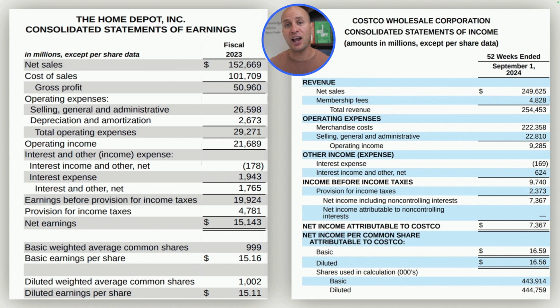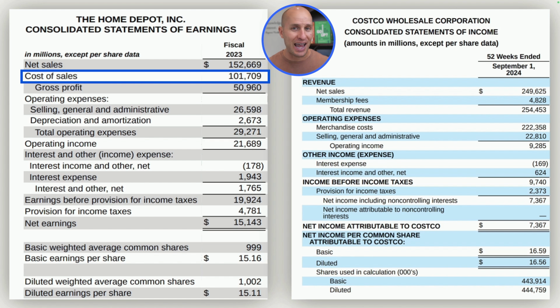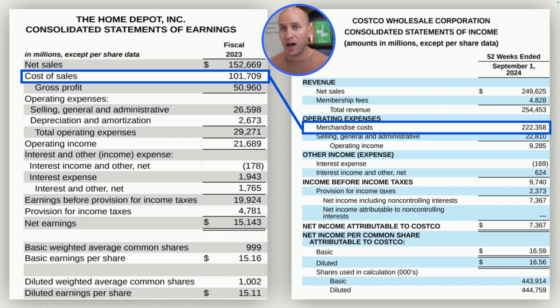Another difference is that Home Depot includes a line item called cost of sales. This is the total value of the inventory that the company bought from suppliers to put on its store shelves that were eventually sold to consumers. So included in here would be things like hammers, nails, ladders, and cinder blocks. By contrast, Costco chose to call this exact same expense merchandise costs. This is the total value that Costco paid to its suppliers to put their goods in Costco stores. So while these are the exact same expense, these 2 companies chose to call them different things.